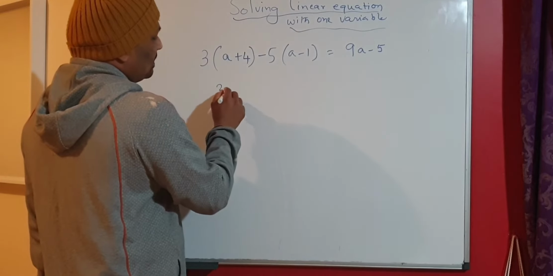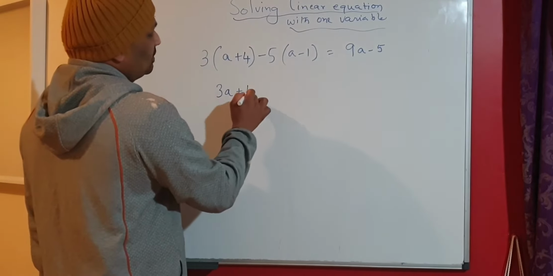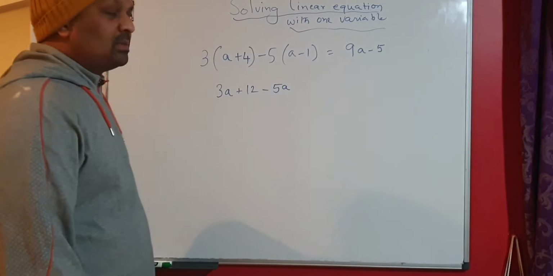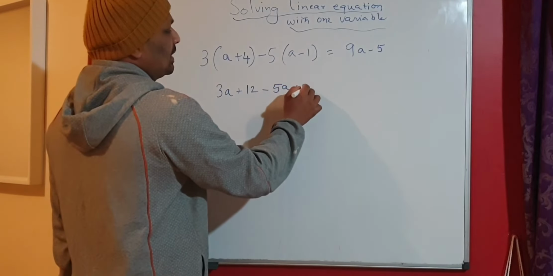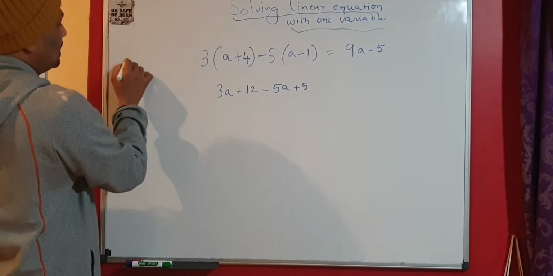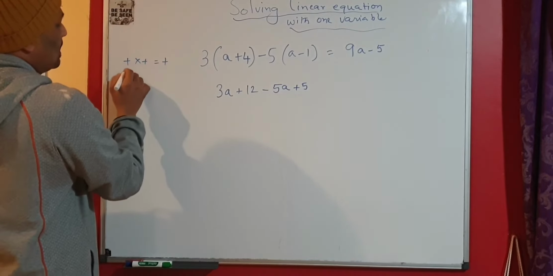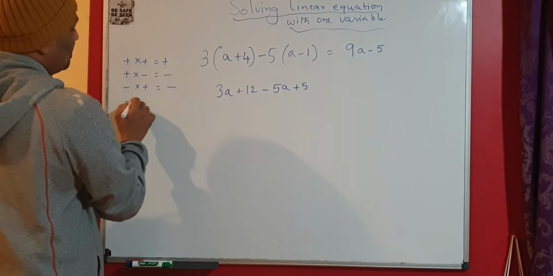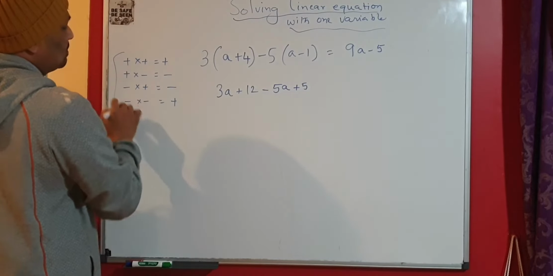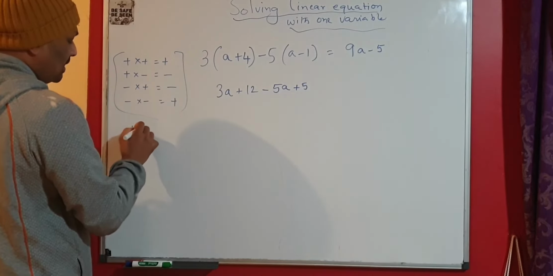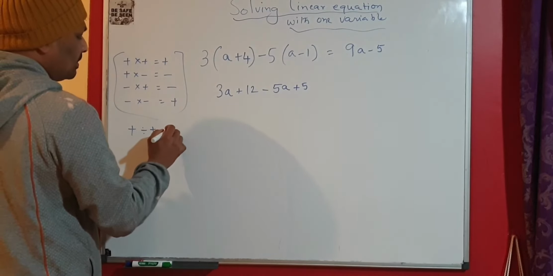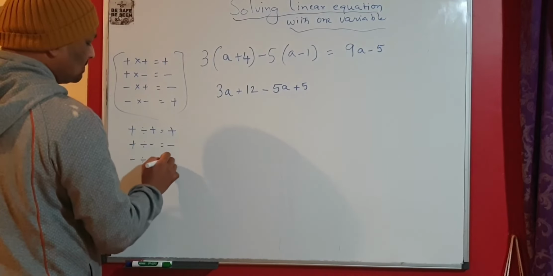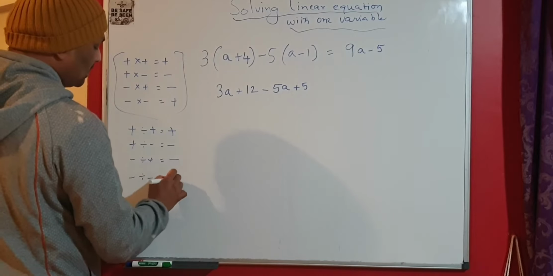3 into a, 3a, plus 3 into 4, 12, minus 5 into a, minus 5a, minus 5 into minus 1 is plus 5, minus into minus is plus. Again, I am putting: plus into plus is plus, plus into minus is minus, minus into plus is minus, minus into minus is plus. Okay, this is one side. Another one: plus divided by plus is plus, plus divided by minus is minus, minus divided by plus is minus, minus divided by minus is plus. This is another side.